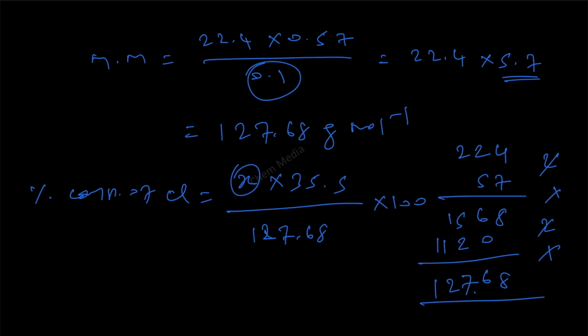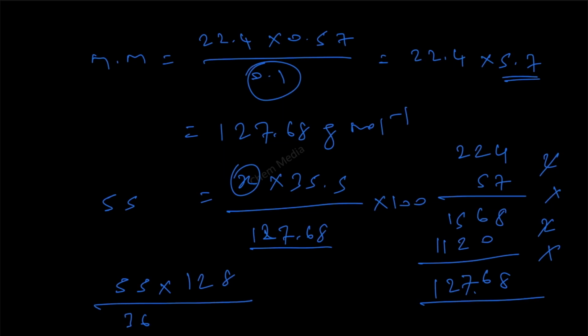So, now let us find out the value of X. Percentage composition of chlorine value is given as 55. So, let us write it this way. So, 55 equal to this much. Therefore, 55 times 127.68, I am taking it as 128, divided by 36 times 100. 35.5, I am taking it as 36, and that is equal to X.